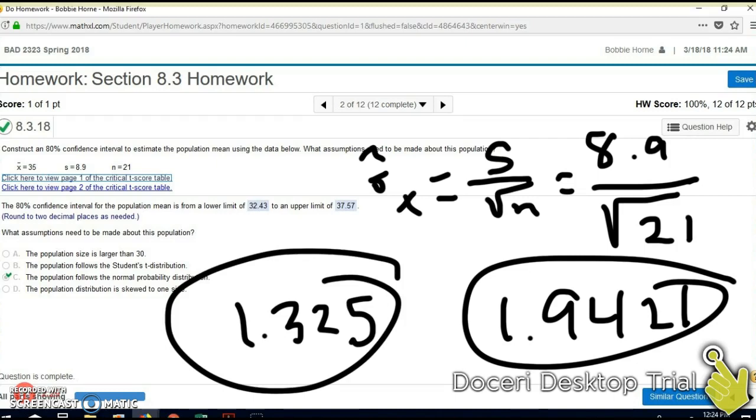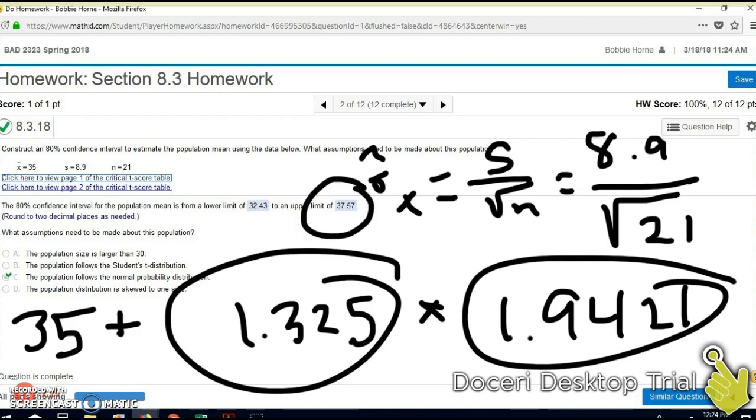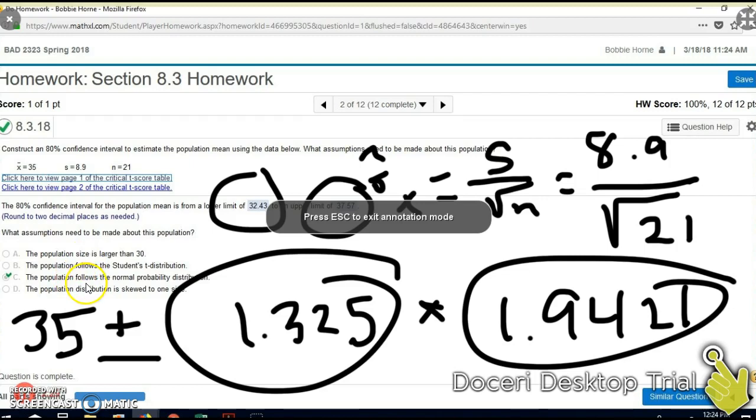So what we have to do is take the 35, the mean, and add 1.325 times 1.9421, and we will get the upper limit, which is 37.57. Then if we take the mean and do 35 minus 1.325 times 1.9421, we will get the lower limit, which is 32.43. And we have to assume the population follows the normal distribution.